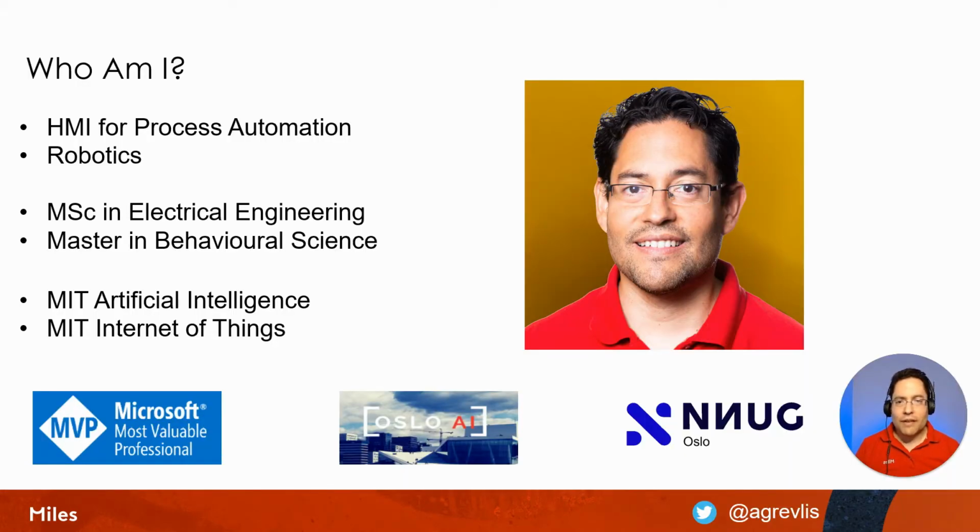My background is that I worked with human-machine interfaces for process automation and robotics, and I also have a master's degree in electrical engineering and a master's degree in behavioral science. I'm also interested in artificial intelligence and Internet of Things, so I've taken some classes in that. I am a Microsoft MVP in AI, and I'm also involved in the local community here in Oslo, Norway. So I'm part of Oslo AI and the Norwegian .NET user group.